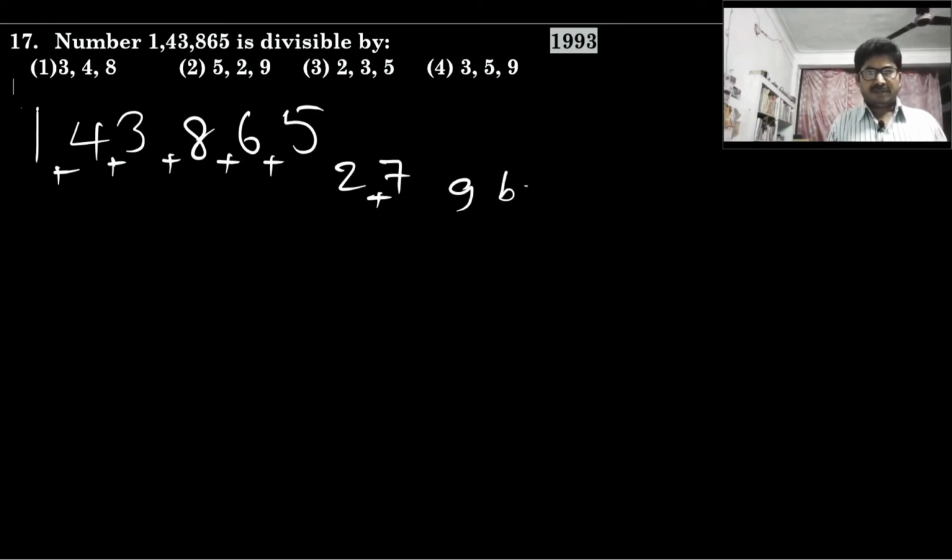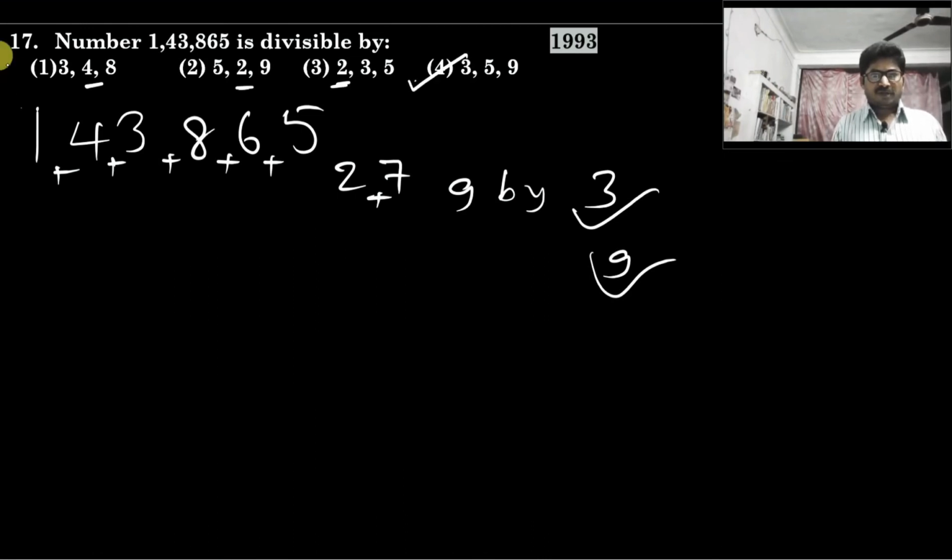So it is exactly divisible by 3 and also divisible by 9. But it is not divisible by 4 and not divisible by 2. That's why option 4 is correct. It is divisible by 3, 5, 9. If the last digit is 5, that is, there is a 5 in the ones place, it is exactly divisible by 5. So option 4 is correct.